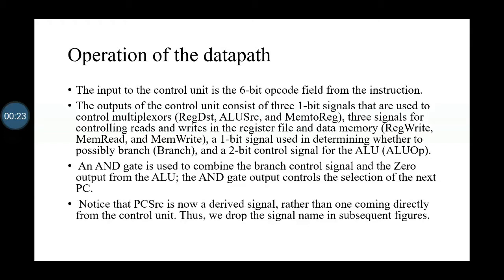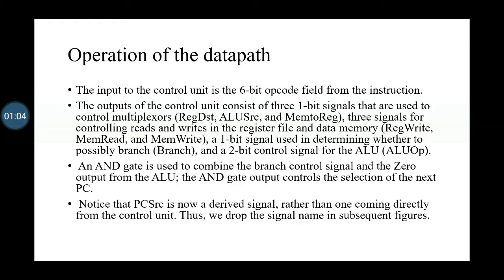Here, let us recall that the input to the control unit is the 6-bit opcode field from the instruction. The outputs of the control unit consist of 3 1-bit signals that are used to control the multiplexers: RegDst, ALUSrc and MemtoReg; 3 signals for controlling reads and writes in the register file and data memory: RegWrite, MemRead and MemWrite; a 1-bit signal used in determining whether to possibly branch; and a 2-bit control signal for the ALU, that is ALUOp.